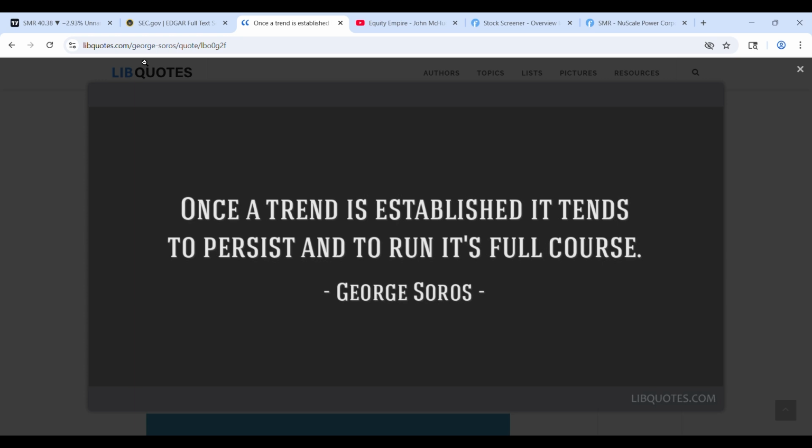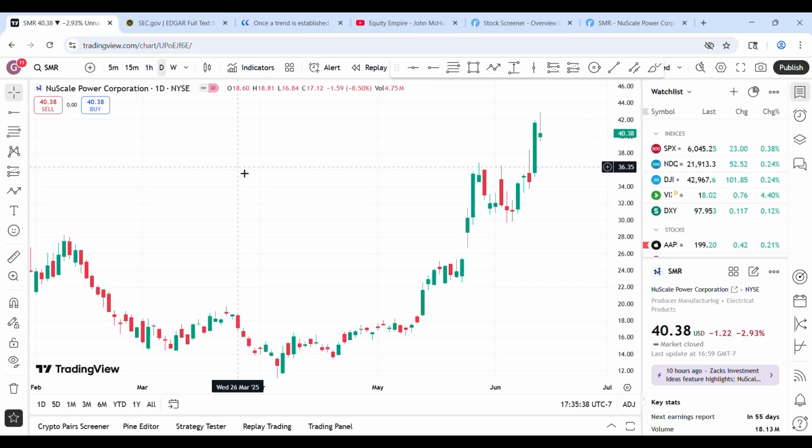Today, we're going to be taking a look at the wisdom of one of the greatest investors and traders of all time, George Soros. And George is famous for saying that once a trend is established, it tends to persist and to run its full course. Now, we're going to be taking that wisdom and applying it to the chart on NuScale Power Corporation, symbol SMR, to see if we can set up a trade that has just a little bit of risk and a lot of reward potential. So the first thing we're going to do is assess the trend.